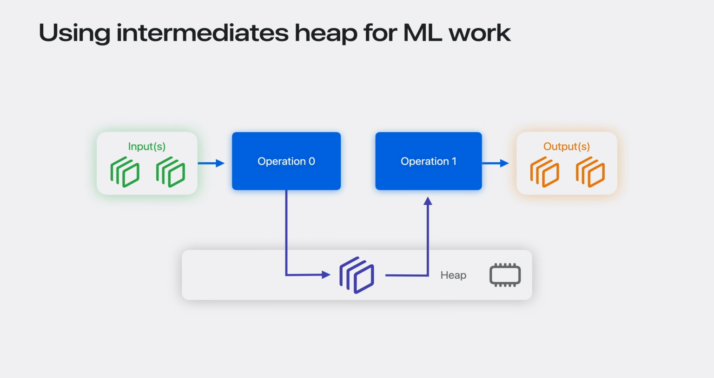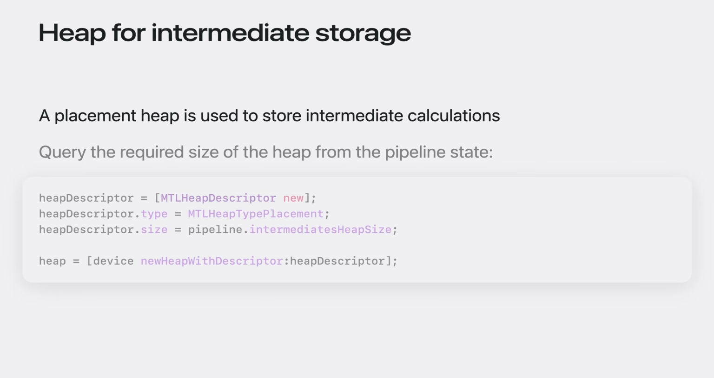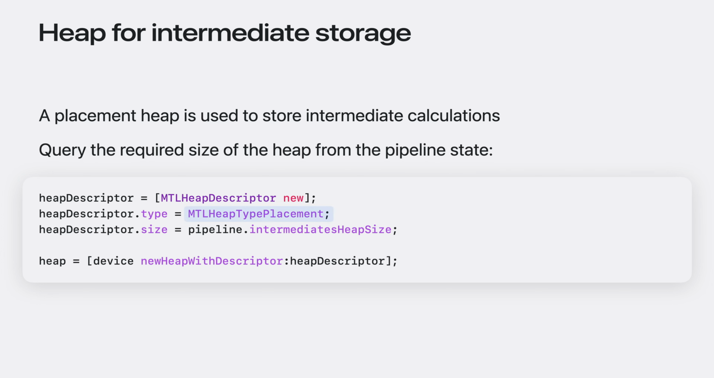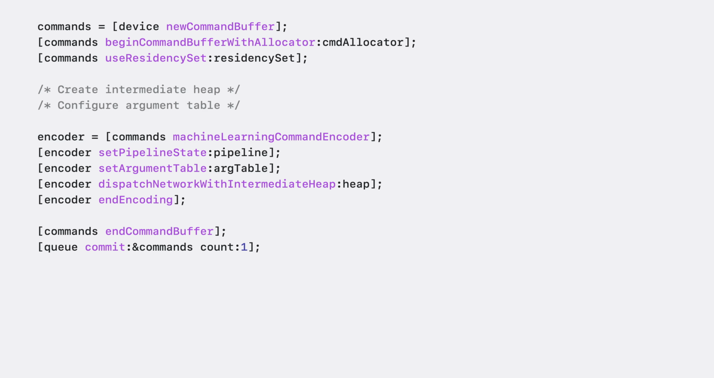The machine learning encoder uses the heap to store intermediate data between operations. Instead of creating and releasing buffers, it enables the reuse of resources for different dispatches. To create this heap, create a heap descriptor and set the type property to heap type placement. You can get the minimum heap size for the network from querying the intermediates heap size of the pipeline. Set the size property of the heap to be greater than or equal to that. After encoding your network dispatches, end encoding and submit your commands to run them on the GPU timeline.